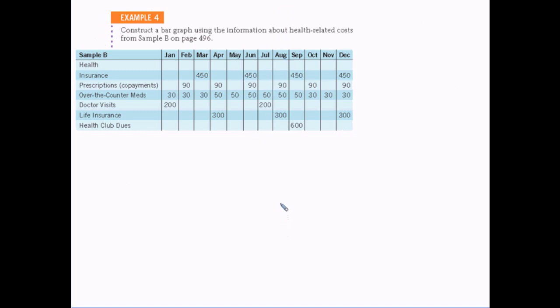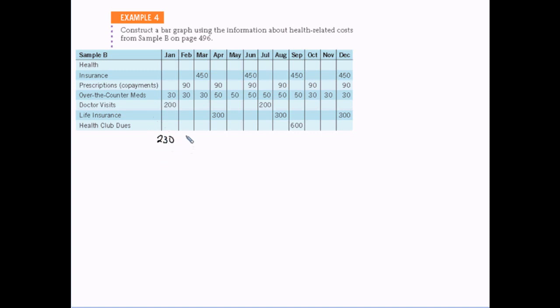Bar graphs. We're going to make bar graphs using the information about health-related costs on page 496. We don't have that page. Okay, so we have insurance, prescriptions, over-the-counter medication, doctor's visits, life insurance, and health club dues. We're going to create a bar graph for the year based on this information. So the first step is going to be to get these totals.